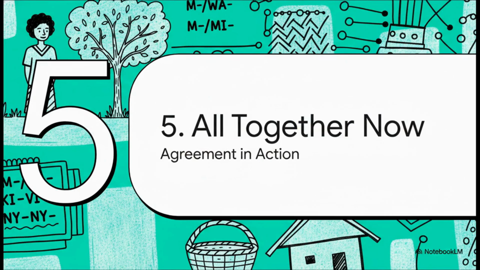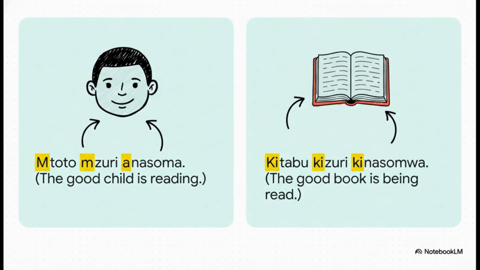Okay, so we've met two completely different families with their own unique rules. Now let's put them side by side to really see the power of this whole system in action. This slide just says it all, doesn't it? On the left, we've got mtoto from our A-WA class, and you see the adjective and verb using m and a. But then on the right, with kitabu from the KI-VI class, everything switches to ki. You can literally see how the entire sentence structure is dictated by that very first noun.